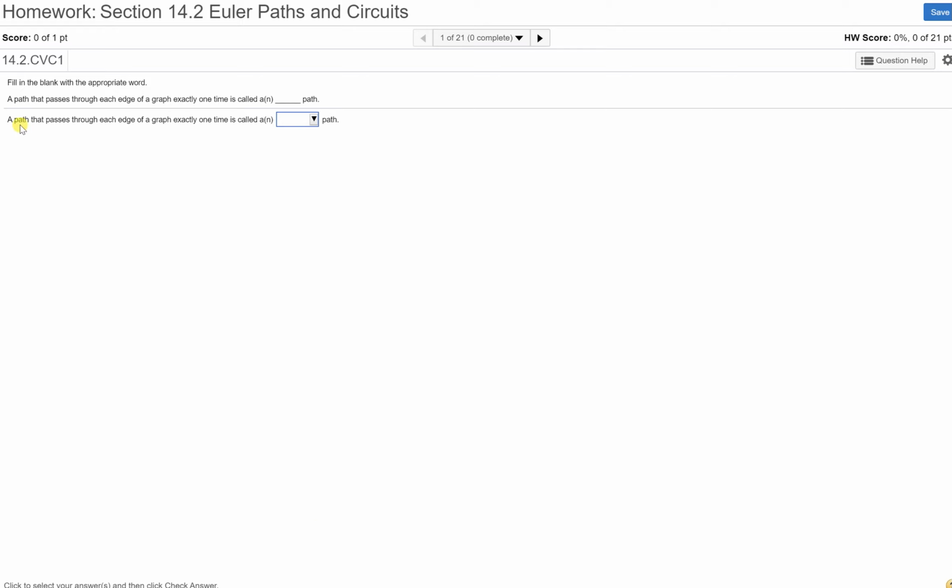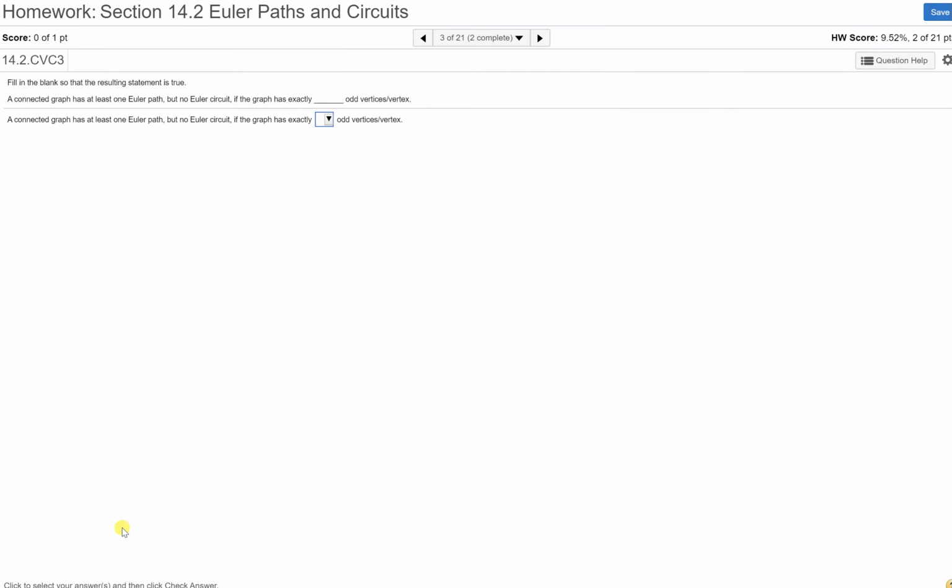A path that passes through each edge of a graph exactly one time is an Euler path. We know that already. That one's not hard. Alright, next question. A circuit that travels through every edge of a graph exactly once is an Euler circuit. Okay, that's easy.